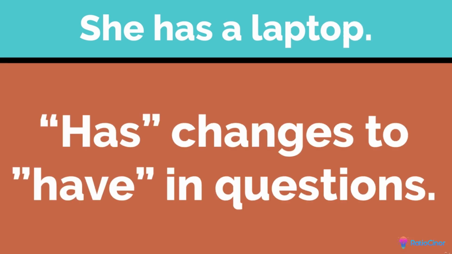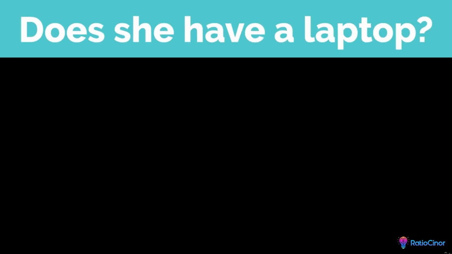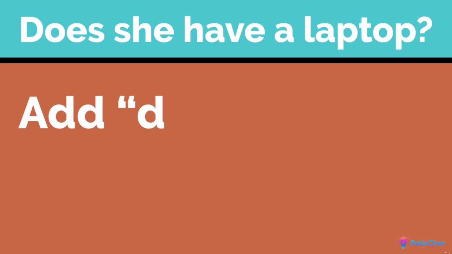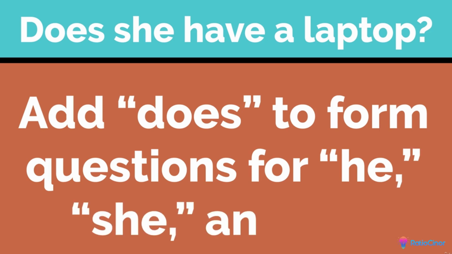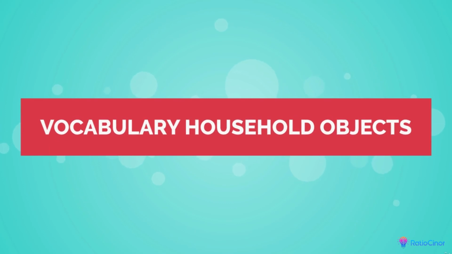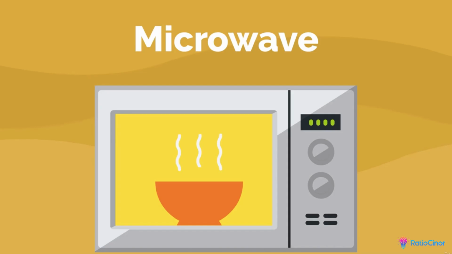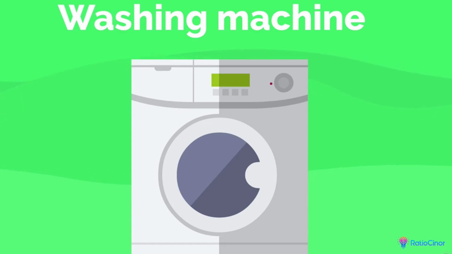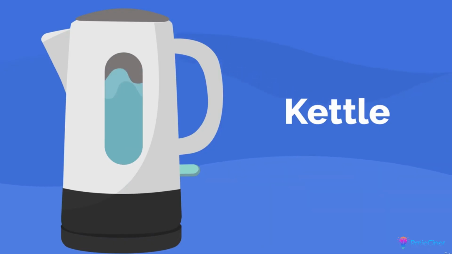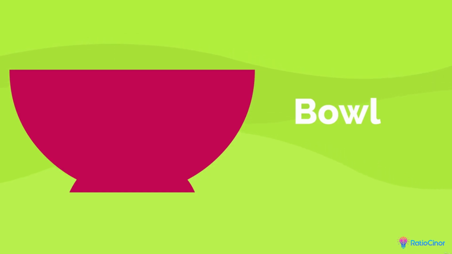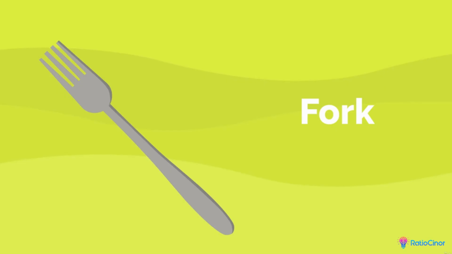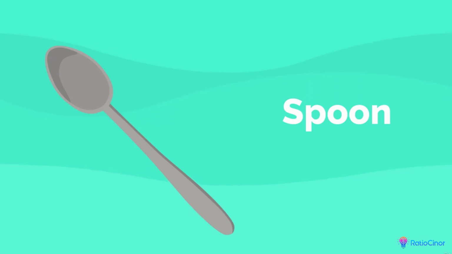She has a laptop. Has changes to have in questions. Does she have a laptop? Add does to form questions for he, she, and it. Vocabulary, household objects: toaster, microwave, washing machine, dishwasher, kettle, plate, bowl, cup, knife, fork, spoon.